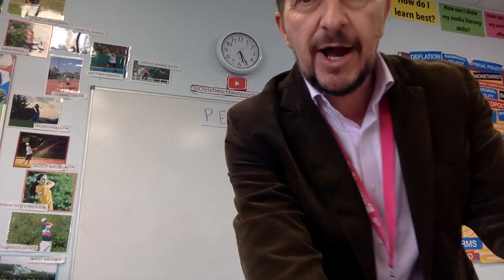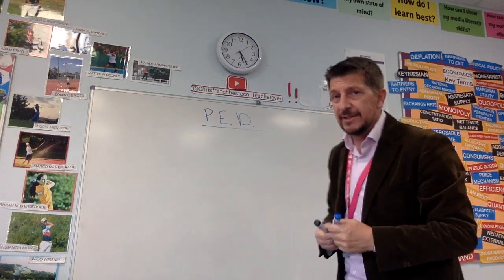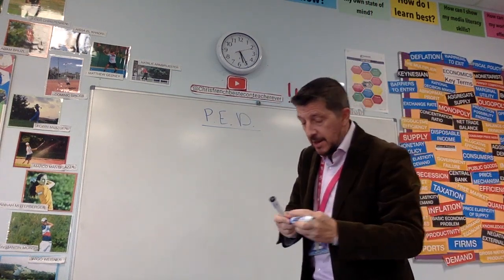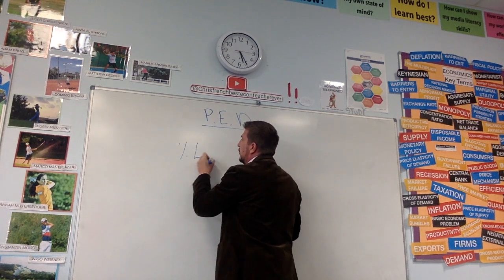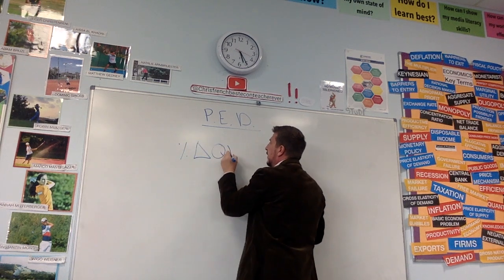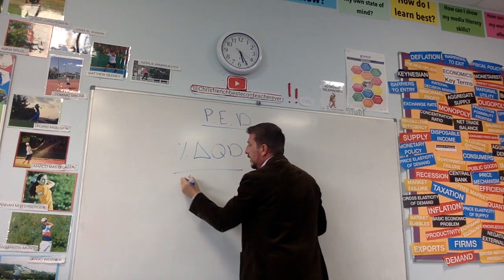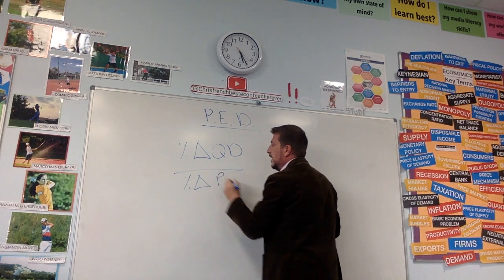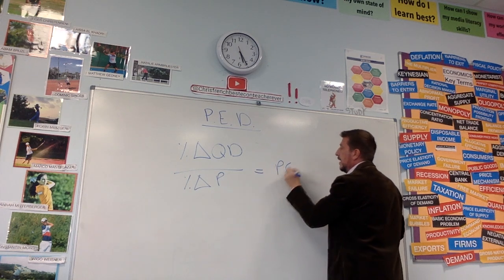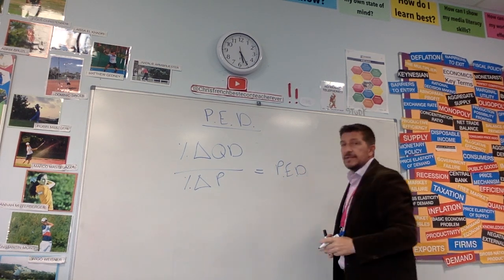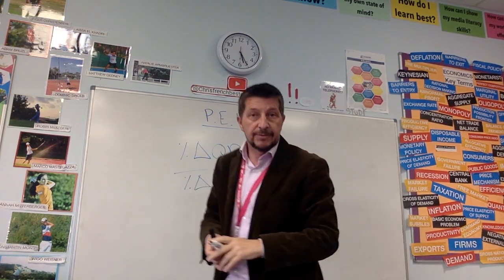So now let's consider how we are going to calculate price elasticity of demand. There's a formula. The formula is very simple. It is the percentage change in quantity demanded divided by the percentage change in price. And that will give us our PED, our price elasticity of demand.